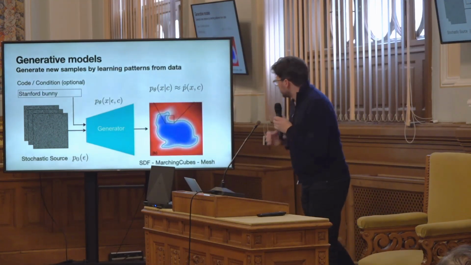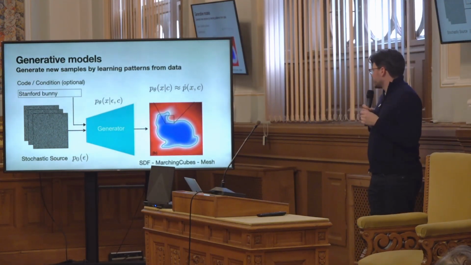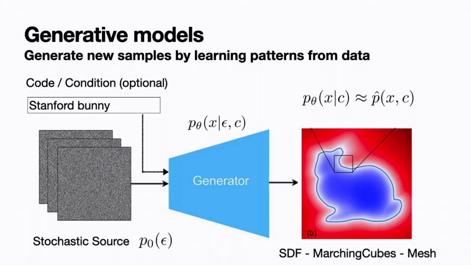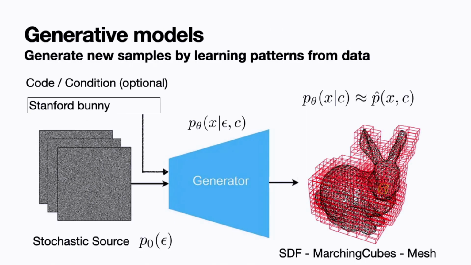Good, so what we want to do now is generate an SDF or some field that describes our object. And ultimately, we want to go through a bunch of voxels, query this field, and then create a mesh. There's an algorithm called Marching Cubes that can do that for us.